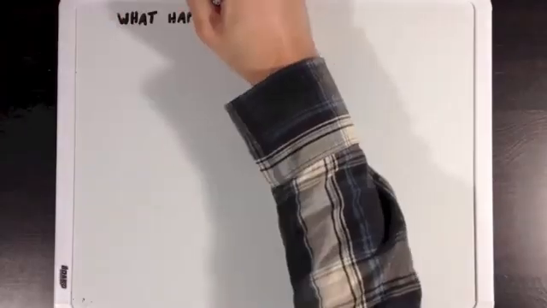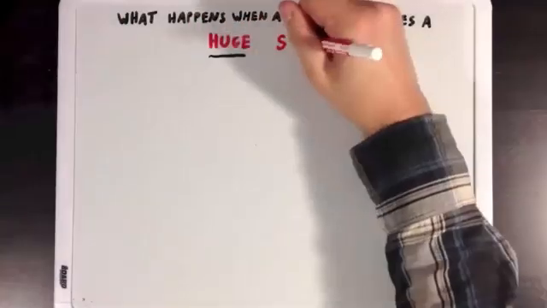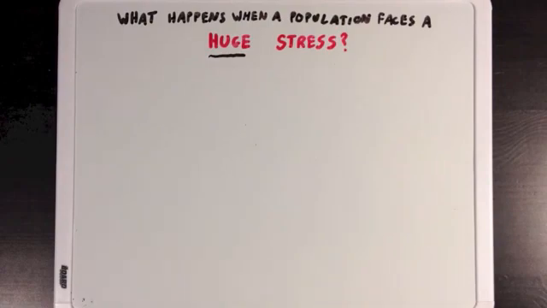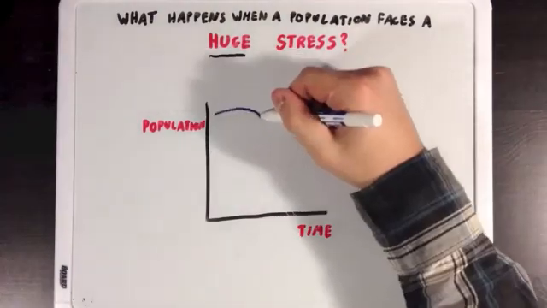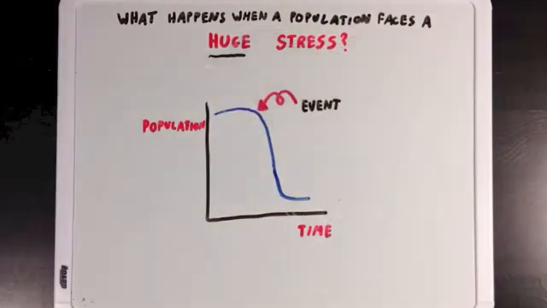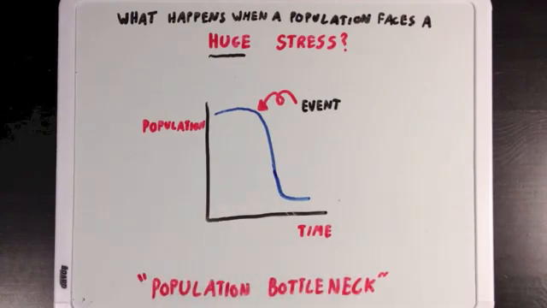Now, sometimes these environmental stresses can be massive. So massive that they almost completely wipe out a population. If you were to make a graph looking at a population size over time, you'd see a huge dip from this environmental stress. And we call these population bottlenecks when the stress wipes out so much of the population that only a tiny fraction remains.